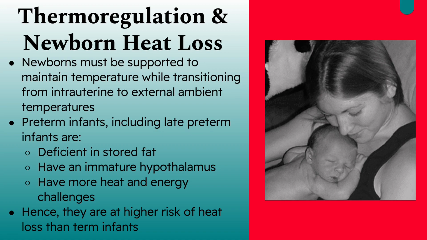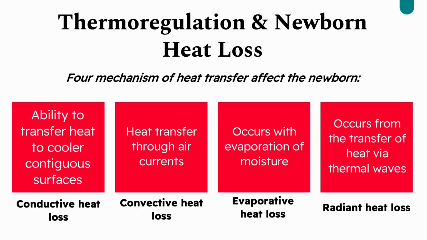The four mechanisms of heat transfer affecting the newborn include conductive heat loss. This refers to the transfer of heat to cooler surfaces, such as from the infant's warm body to a cool table or cold blanket. There's also convective heat loss, referring to heat transferred through air currents, such as from an infant's warm body when subject to cooler airflow from drafts.